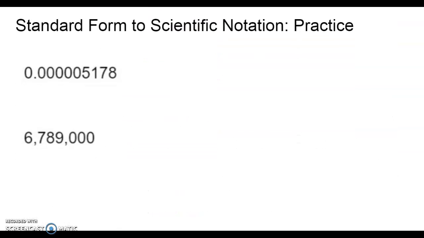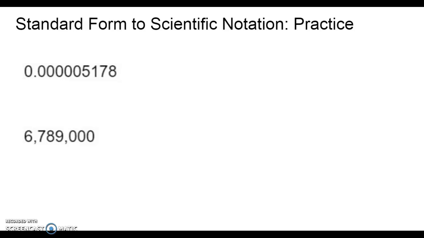Okay, we have 2 practice problems. If you want to pause the video and practice on your own and then check your answers, that would be great. So let's start with this first problem. We have 0.00005178. So step 1 is to place my decimal point so that my coefficient is between 1 and 10.